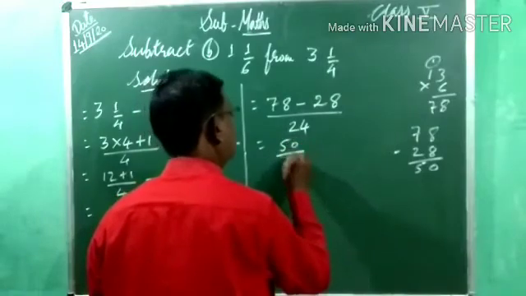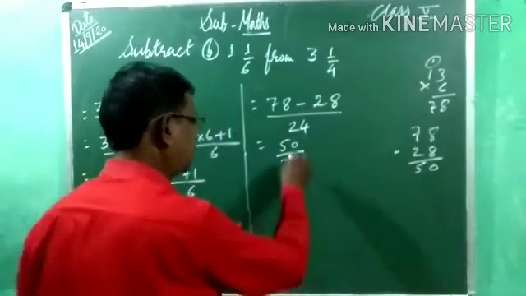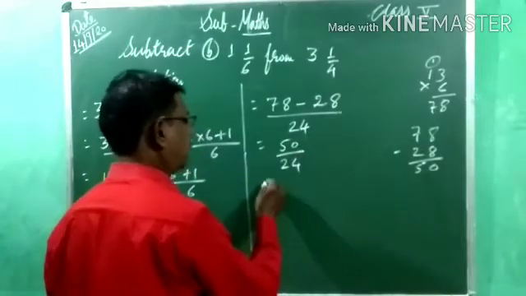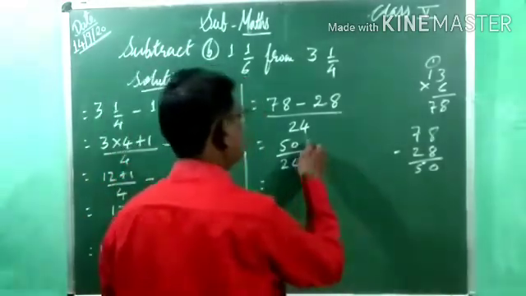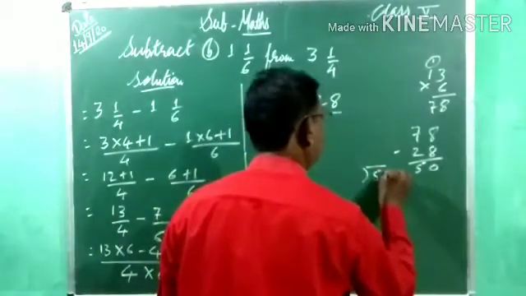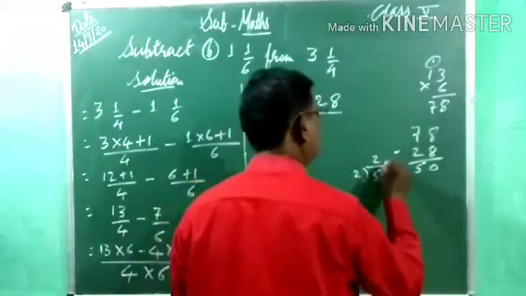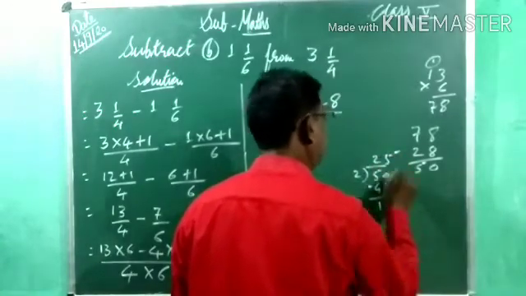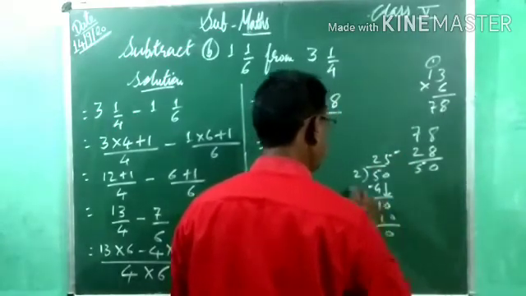50 by 24. Now observe the ones place. Here in the ones place 0 and in the ones place 4. So in the 2's table we can cancel. Divide this 50 by 2. We should get remainder 0 only. 2 twos are 4. 5 minus 4 is 1. Bring this 0 down. 2 fives are 10. Okay. Now 2 into 25 means 50.